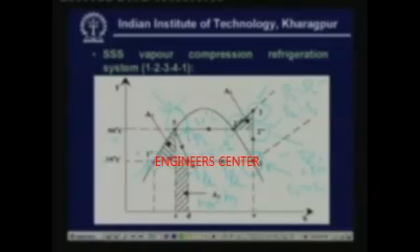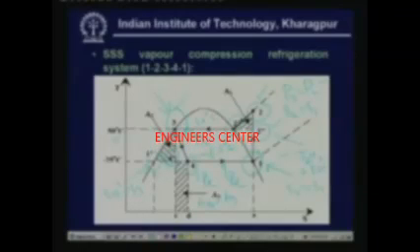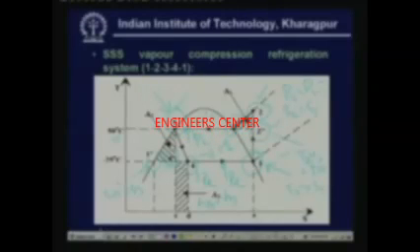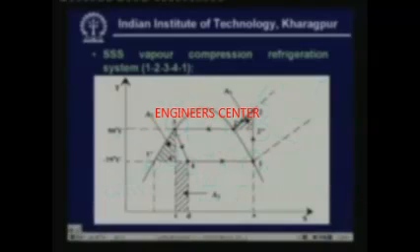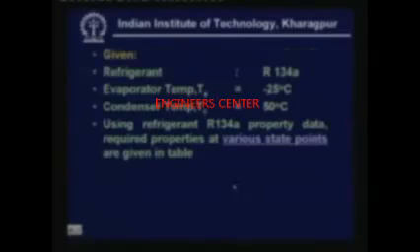Point 4 dash, as you can see from the drawing, has same entropy as that of point 3, that means S4 dash is equal to S3. Okay, which is known to us, and we also know the pressure at this point. That means from the given information you can find out the property data at all these points. Okay, so now let me show this property data.